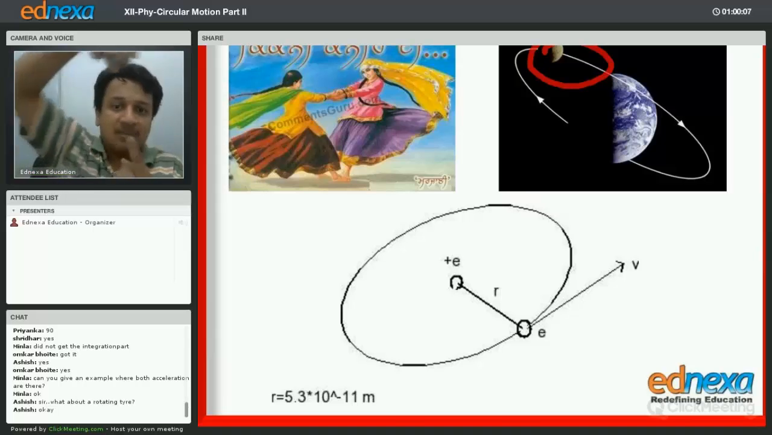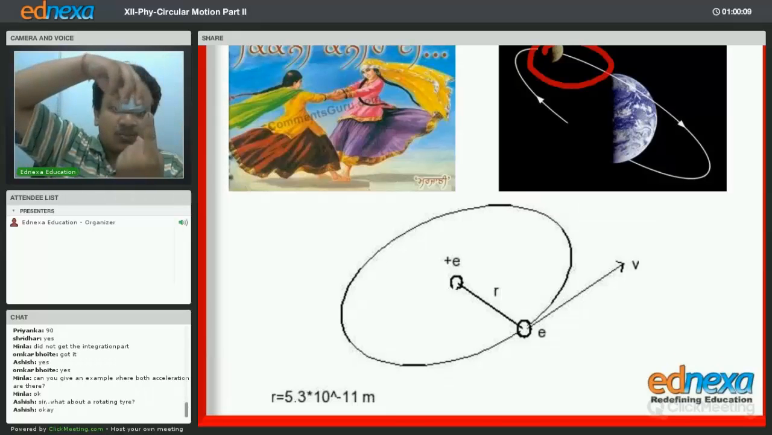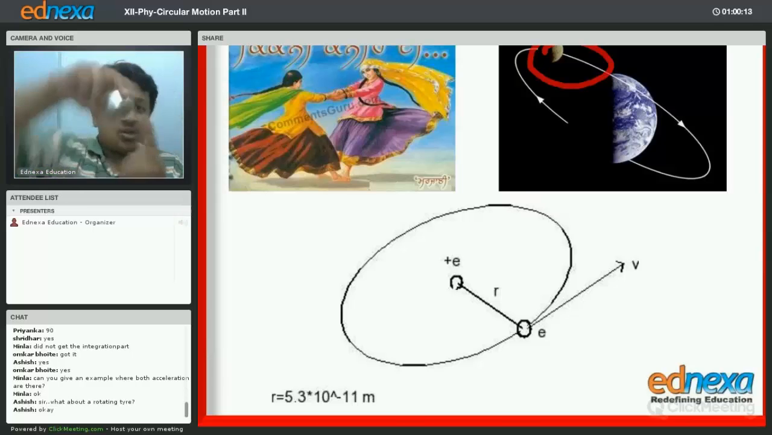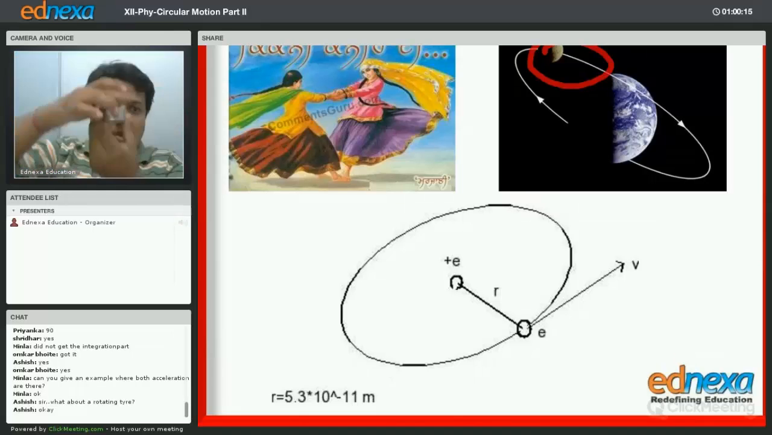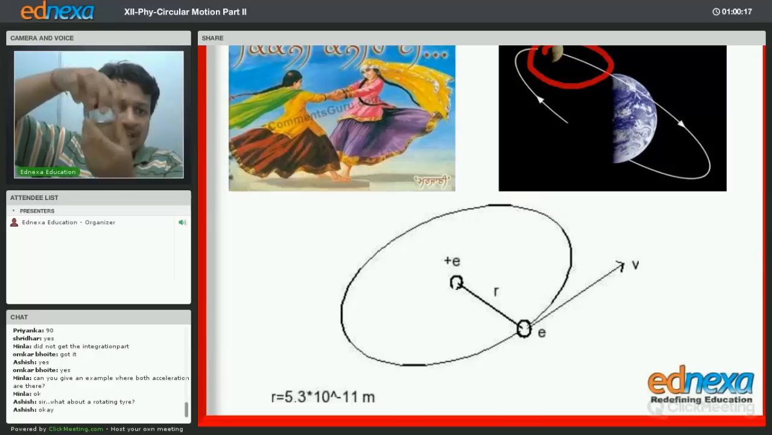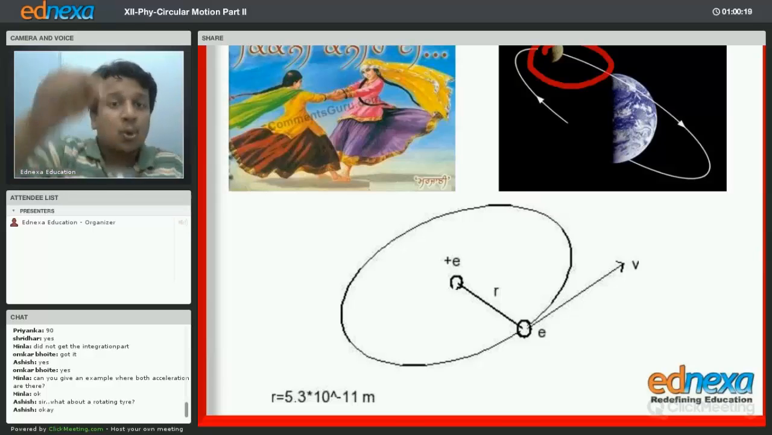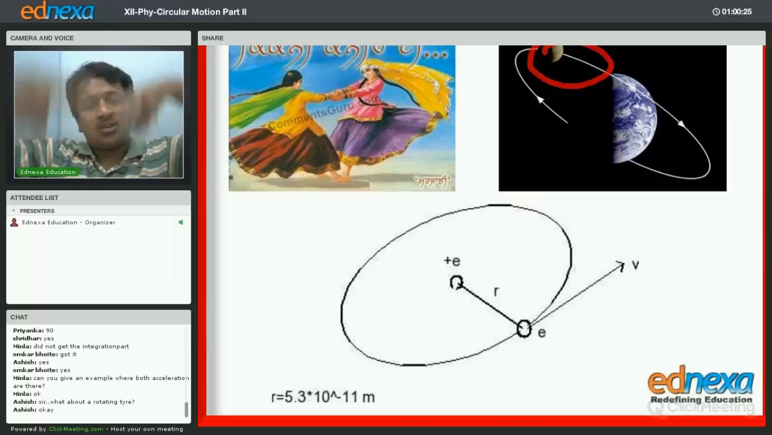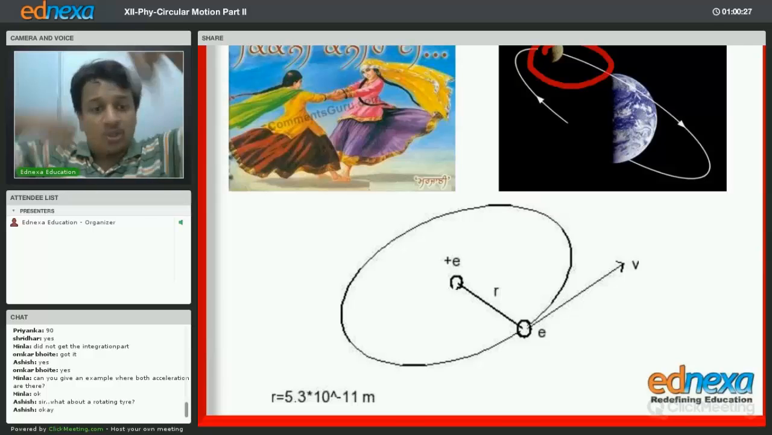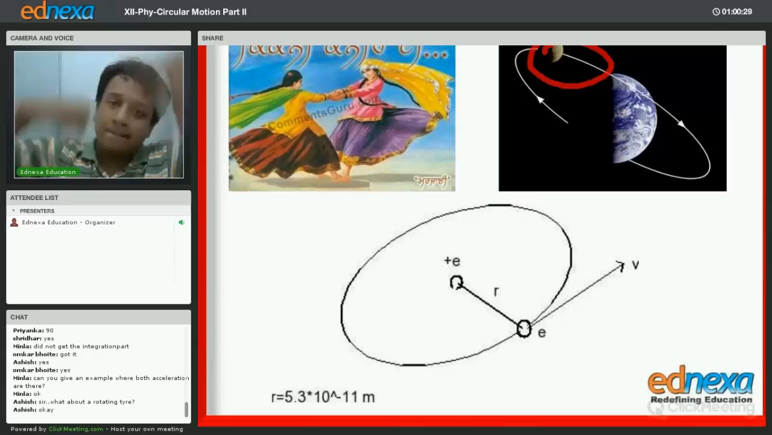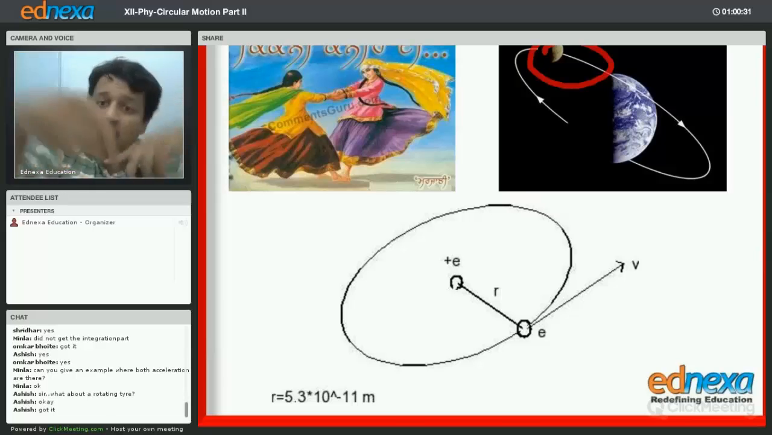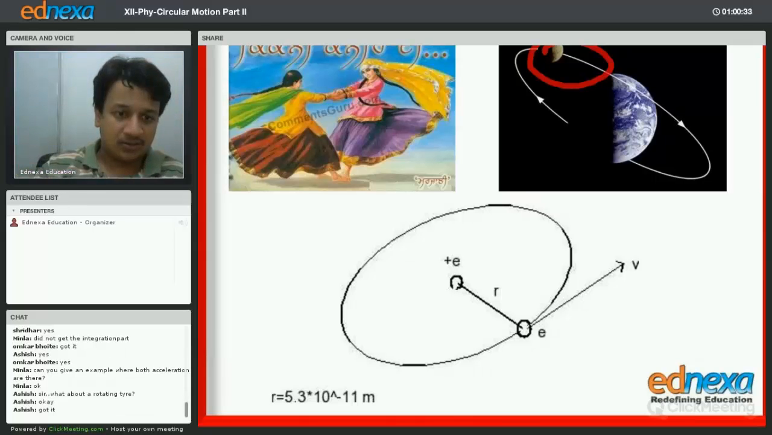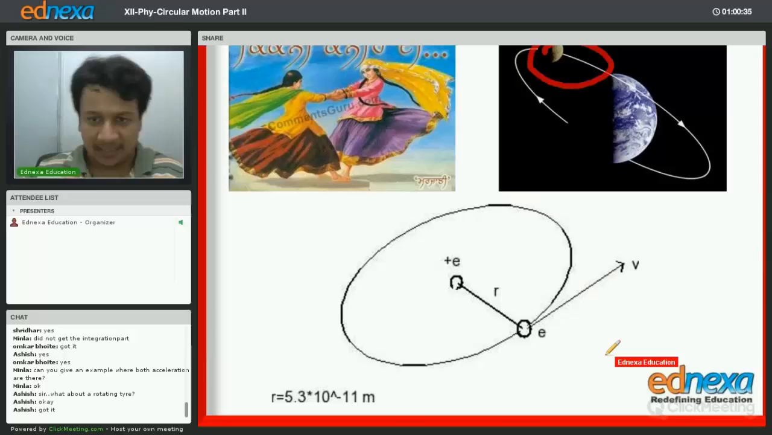See, I will give you a simple example. Suppose it is the moon. Moon revolving around Earth is circular motion. Moon revolving around itself is rotational motion. A tire is going to revolve like this way, no? So the motion of a tire is which type of motion? Rotational motion. So rotational motion we will discuss at that time.